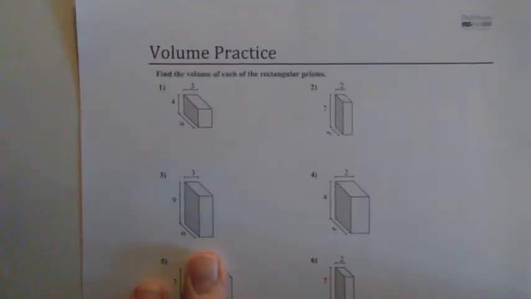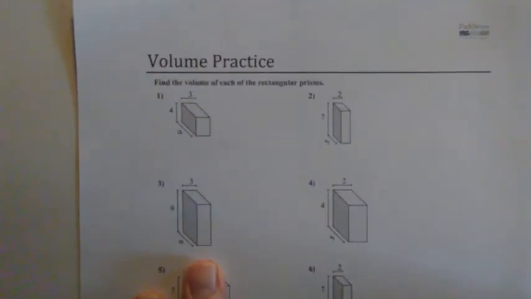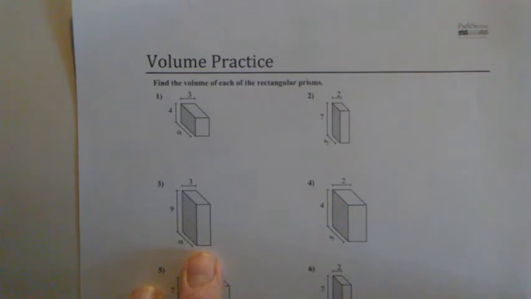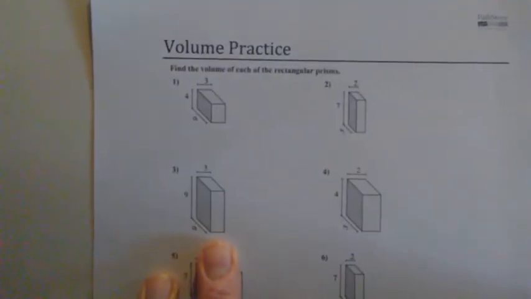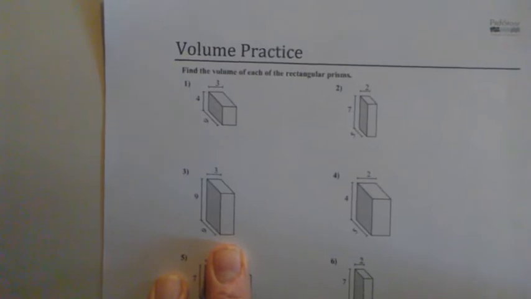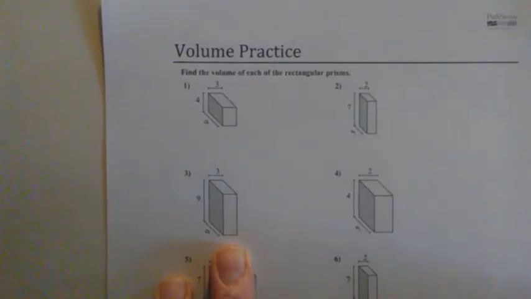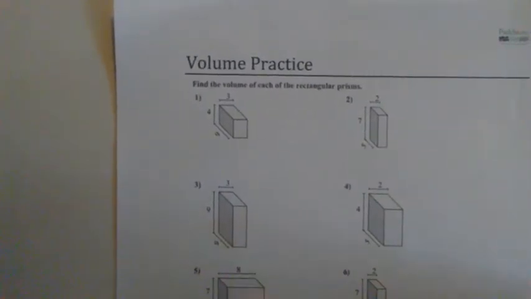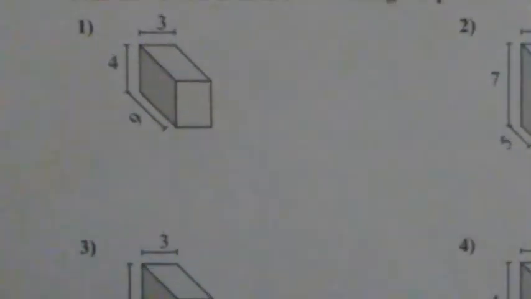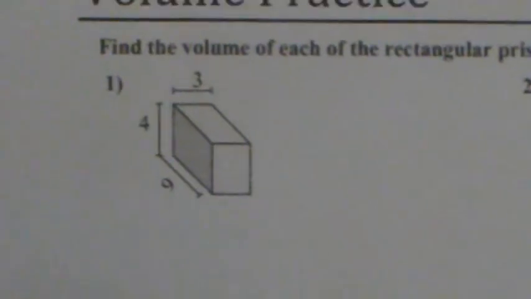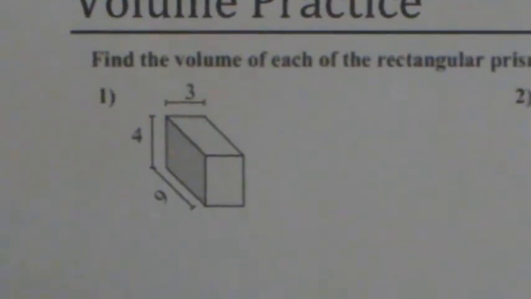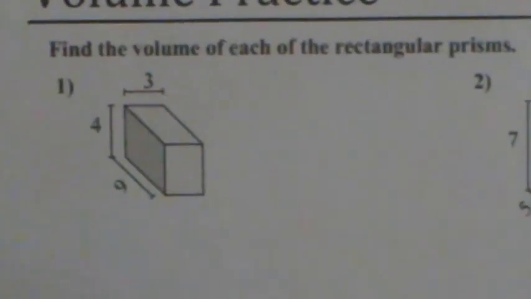Okay, so first they're going to look at, right now I'm on page 7 of 11. And we're looking at, my thing is upside down. I don't know why. I hope I just didn't film stuff upside down, but my numbers were upside down. Okay, 7 of 11. Find the volume of each of the rectangular prisms.